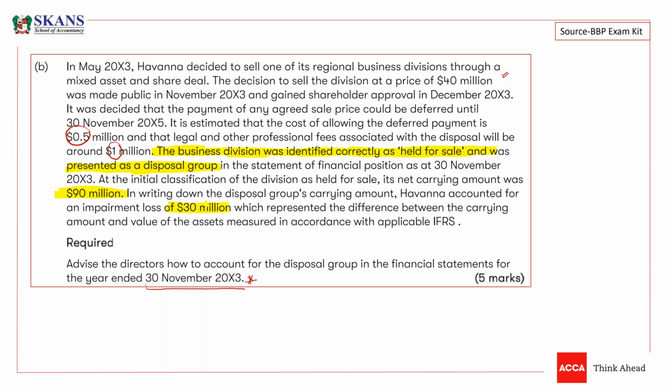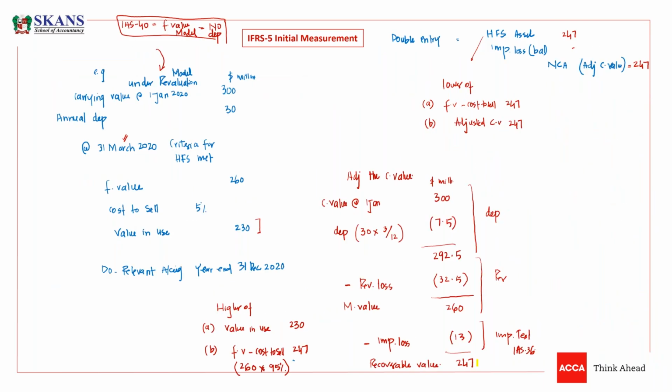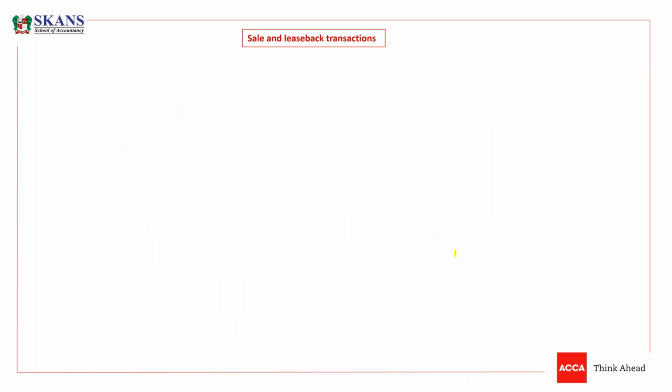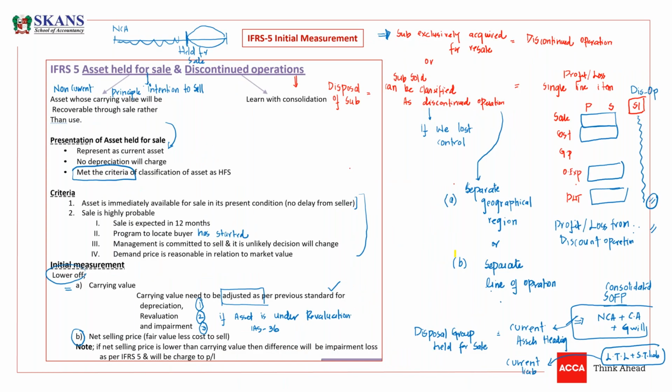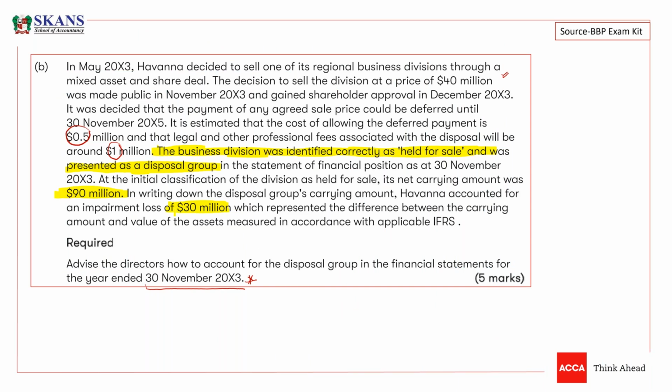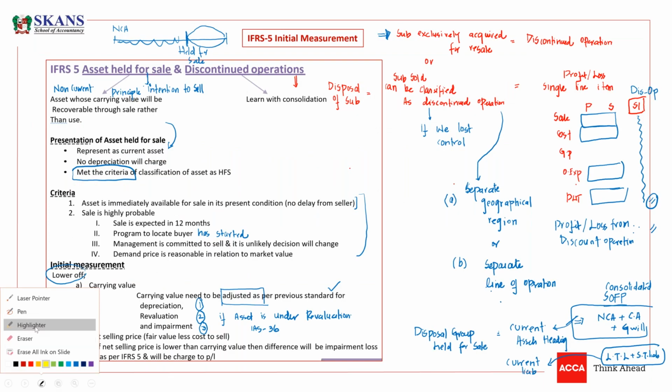In my example, I was calculating the impairment loss, guys. I was comparing the carrying value of 260 with the recoverable value and booking the impairment loss. But what the examiner is doing in this question is giving you the impairment loss. You just need to deduct, and that's it, which represents the difference between the carrying amount and the value of assets measured in accordance with applicable IFRS. So you need to explain the initial measurement: that we will recognize the assets at the lower of asset carrying value and fair value less cost to sell. So we need to adjust the carrying value. There is no need to charge depreciation here because the depreciation is not there.